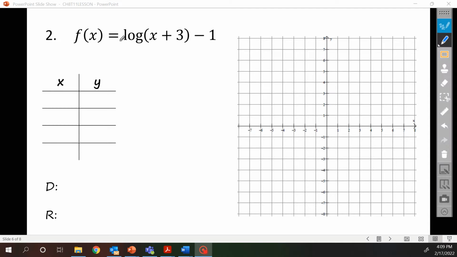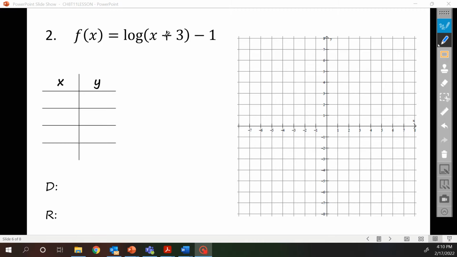So we have f of x is equal to the common log, so this is log base 10, of x plus 3, minus 1. Now, this is actually a transformation of the one we just saw. This is a transformation left 3 and down 1 of the graph that we just saw, because the graph we just saw was a parent function, and this is a transformed function. Now, I'm not going to graph it even according to the transformed function, but I do want you to compare this to the graph we just did after we're done and see that it's been shifted to the left 3 and down 1.